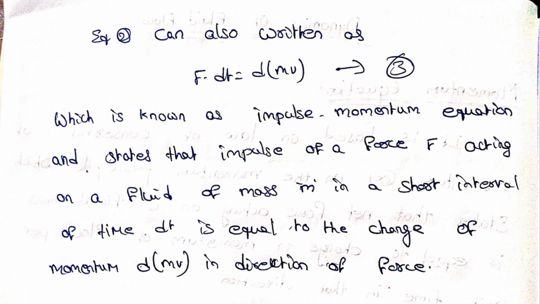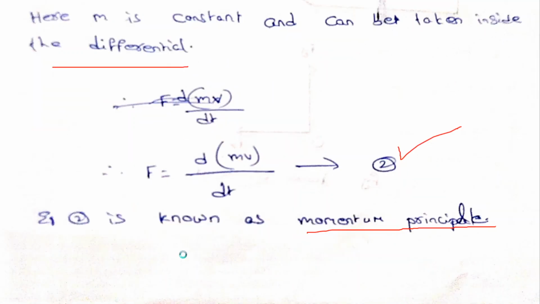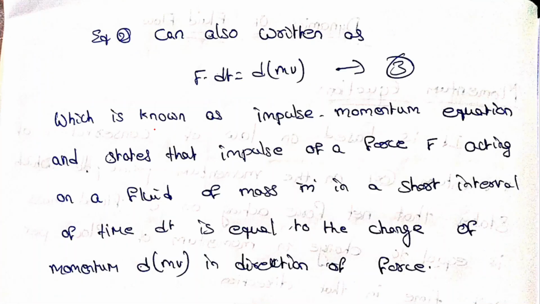Now equation 2 can also be written as, see here, F into dt is equal to d(mv). This dt, whatever dt is there, is going to the left hand side. Now see here, F into dt is equal to d(mv). I am making this equation number 3. We have to remember each and every equation. Please remember, students. Okay, now this is known as the impulse momentum equation. What is this? Impulse momentum equation means here what is happening? Change in time is equal to change in velocity and change in mass.